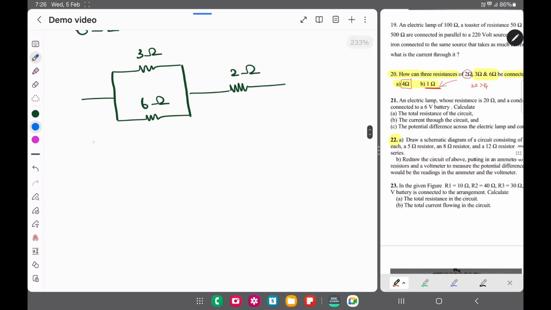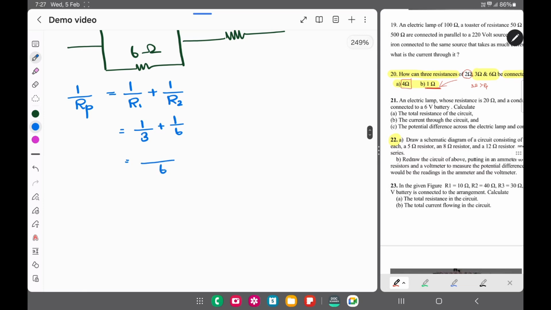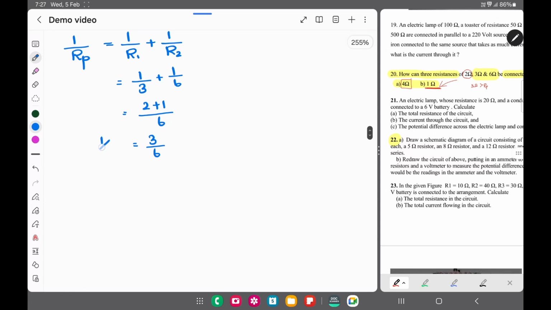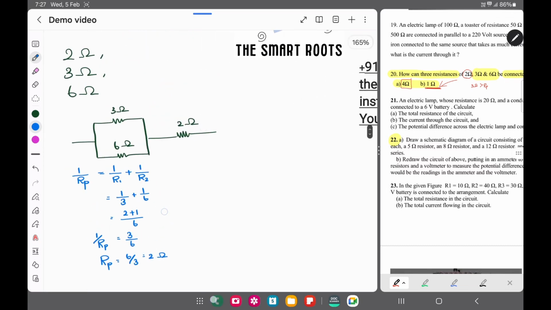What is the parallel combination formula? The reciprocal of the equivalent resistance in a parallel combination is the sum of the reciprocals of the individual resistors, right? So it would be 1 by 3 plus 1 by 6. Taking the LCM, it would be 2 plus 1, so it's 3 by 6. This is the reciprocal of RP. For the exact RP, I have to take the reciprocal again, which gives 2 ohm. So in the combination I could just replace that with 2 ohm, right?